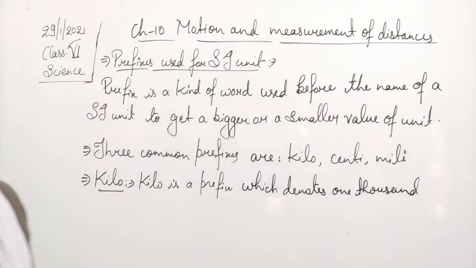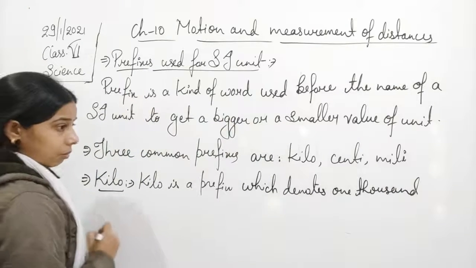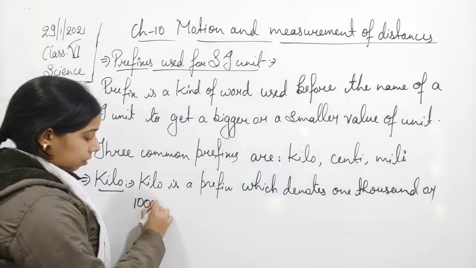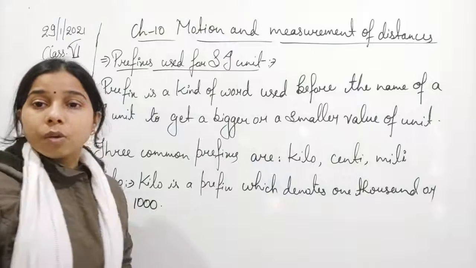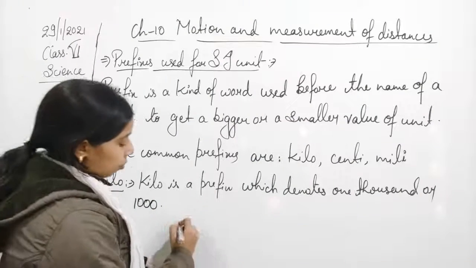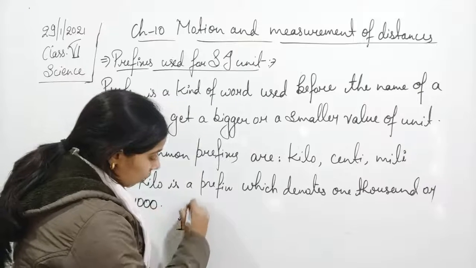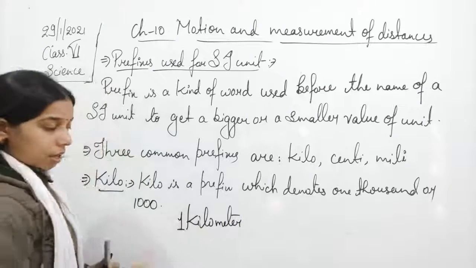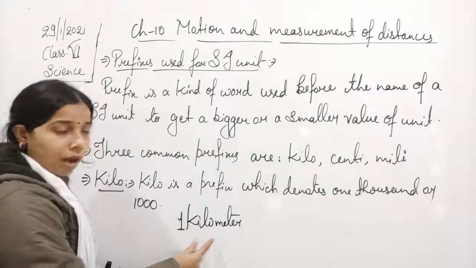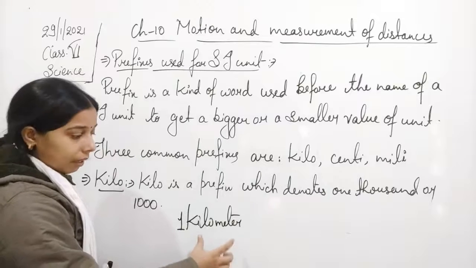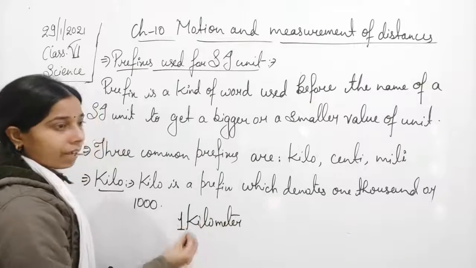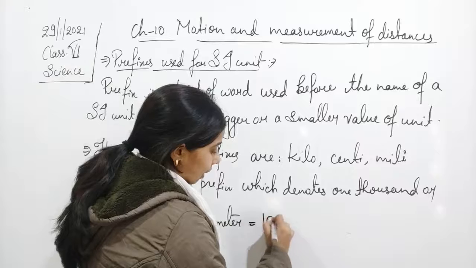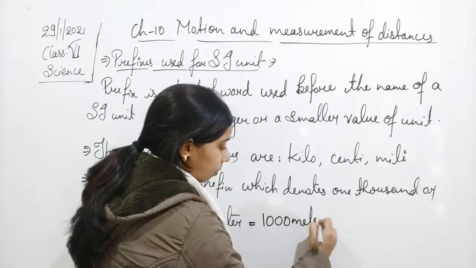Which denotes 1000. So kilo is the 1000. If suppose we are using this term kilometer, so 1 kilo and meter is what? It is the SI unit. You see, student, we have used a prefix here, that is kilo, and meter is the SI unit. So if we add this kilo to that of the SI unit, then this will be equals to 1000 meter.